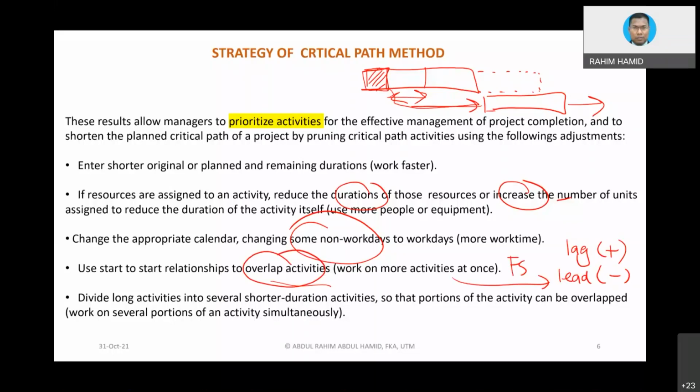Don't wait for the activity to be fully completed before you start the following activity. You can start the next activity a bit earlier. So in that situation, you can get a head start. Okay, that is the concept. Divide long activity into several shorter duration activities so that the following activity can even start immediately without waiting for the long bar chart there to be completed. Okay.